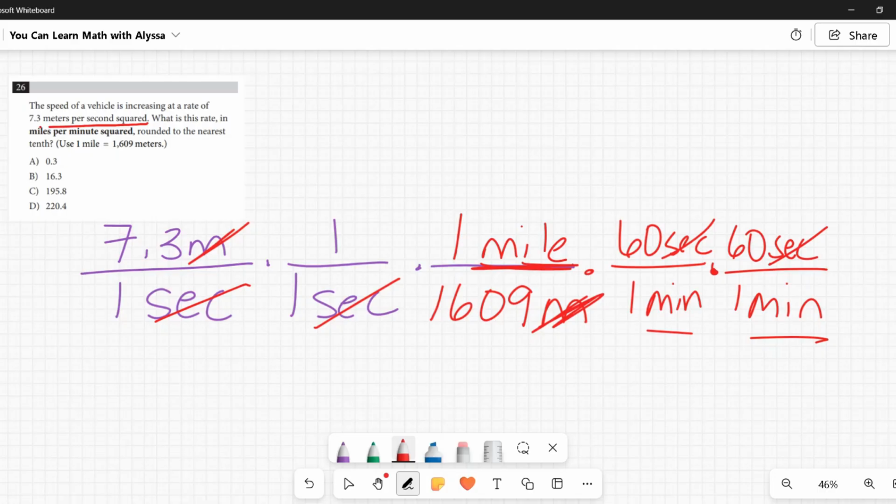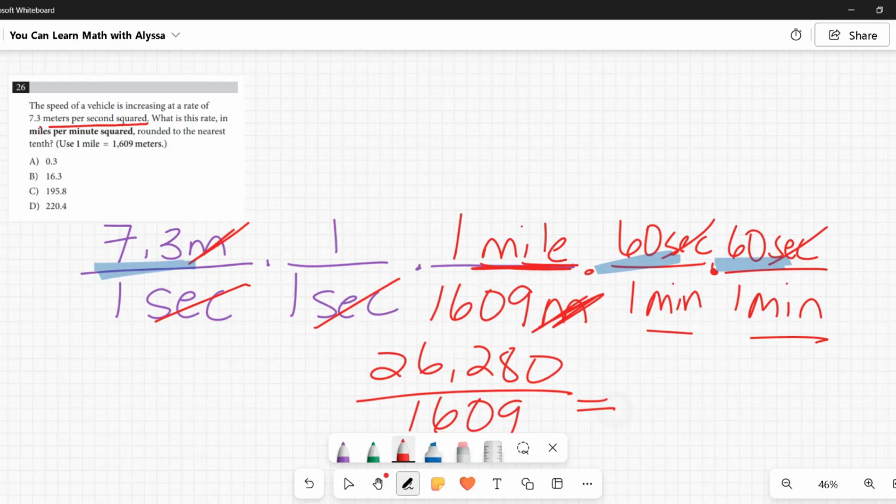So if I multiply this, 7.3 times 1 times 1 times 60 on top, that gets me 26,280. On the bottom, 1 times 1 times 1,609 times 1 times 1. I divide by 1,609 and I get 16.3, and then it keeps going, but they don't want any more than the first tenth digit, so it's just 16.3, which is B.